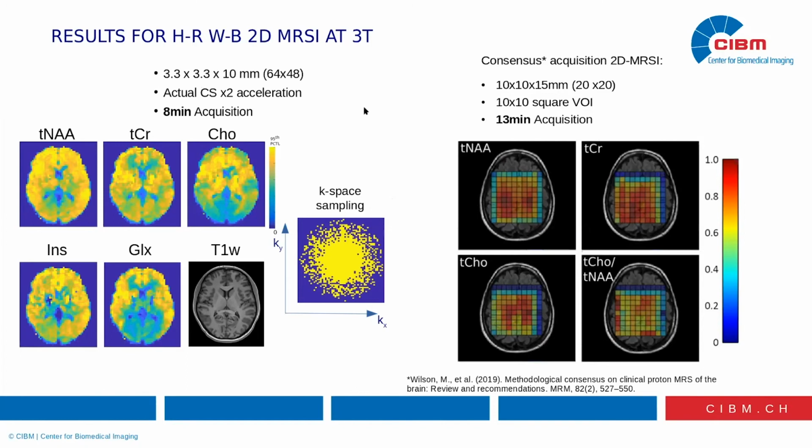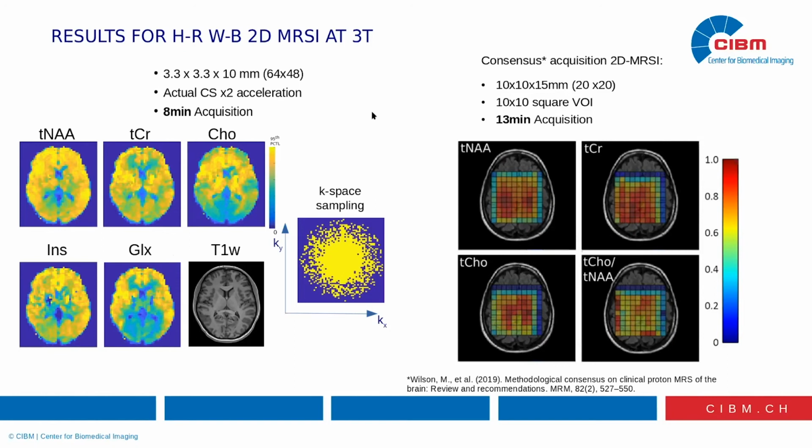And you can observe the good contrast that is typical, for instance, a higher concentration in the frontal white matter compared to the occipital lobe, and also the good gray matter and white matter contrast in total creatine and GLX, for instance.